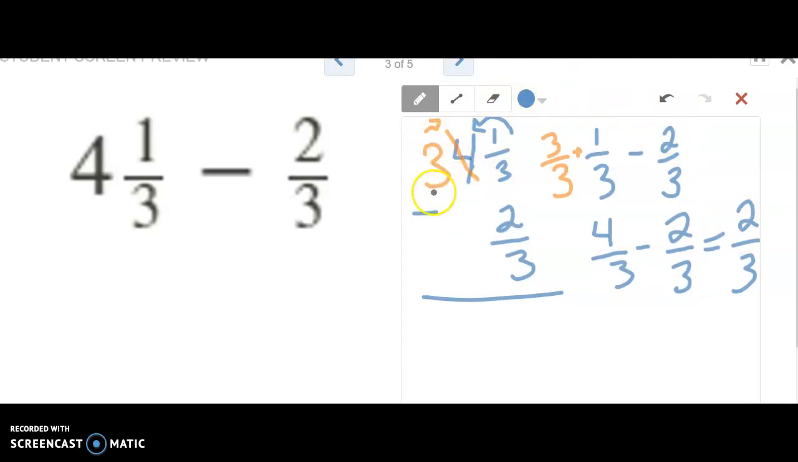I've got now 3 and nothing. Well, 3 take away nothing leaves me with 3. And my fraction part was 2/3. So this difference between 4 and 1/3 and 2/3 is going to be 3 and 2/3. Make sure your Desmos looks just like mine. If you need to make any adjustments on your whiteboard, go right ahead and do that.